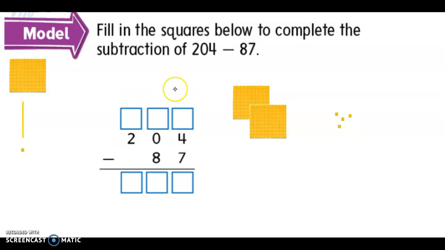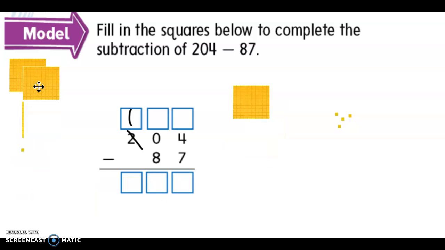So there are no ones. We go next door to regroup the tens. There are no tens. So we have to go next door to the next place value, and that is hundreds. So we're going to regroup 100. There's 2 of them here, so we're just going to take 1. You're always just going to take 1. So let's show that with our blocks. We take 1 of the hundreds.